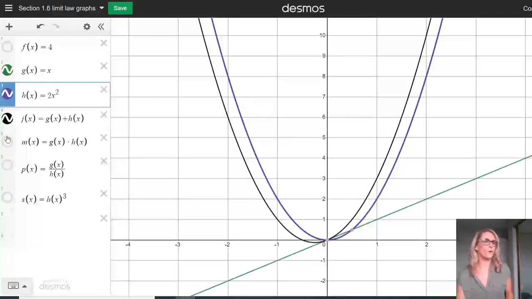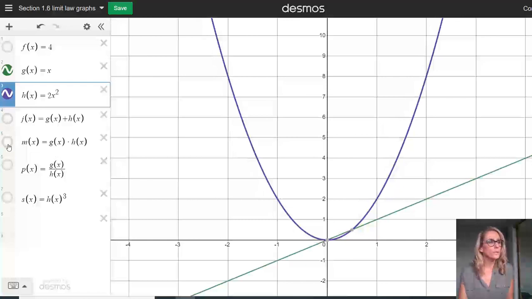Hopefully this isn't too hard to see, but the black is the combination of the two, the addition of g of x and h of x. And what you see is that one of them has the limit of 1, one has the limit of 2, and if you add those two together, you have the limit of 3. And so, as you can see graphically, that's an example of that limit law.